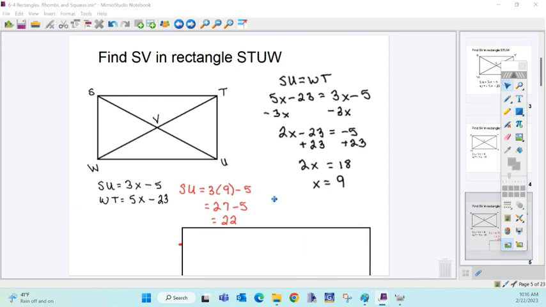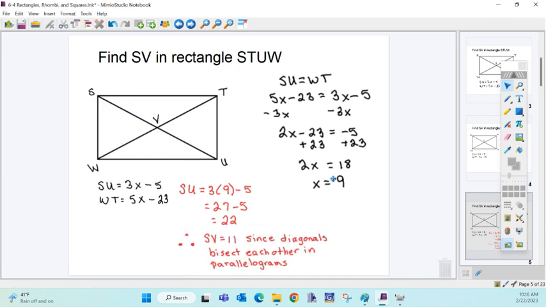3 times 9 minus 5, that gives you 22. And if this one's 22, then how long is the other one here? 11. 11, good. Because it's half as big. Just because it's a rectangle, and we know that the diagonals are equal, it doesn't mean we can forget the idea that this one is half as big as the whole long diagonal. Right? Yeah. Good job, guys.